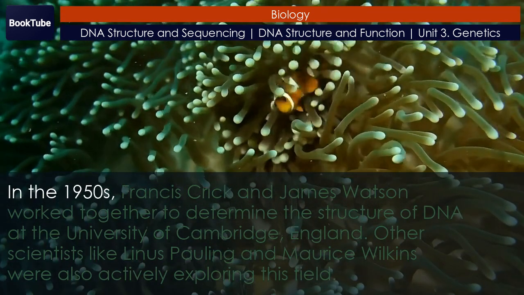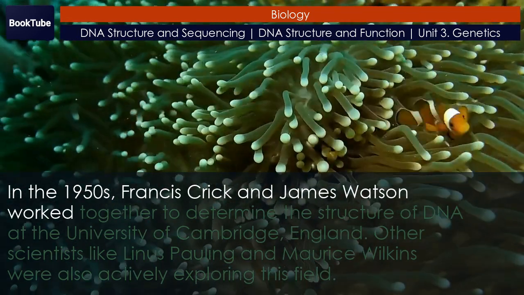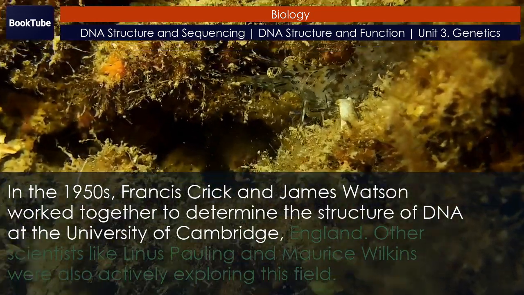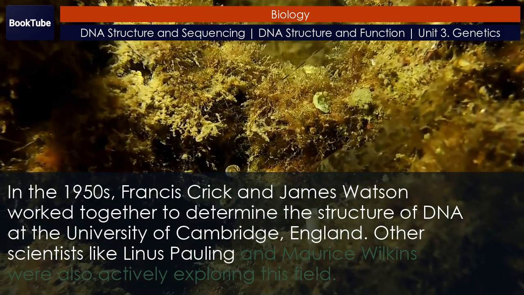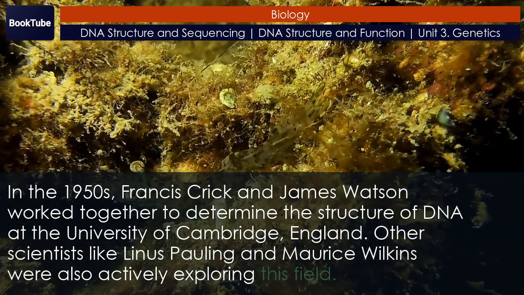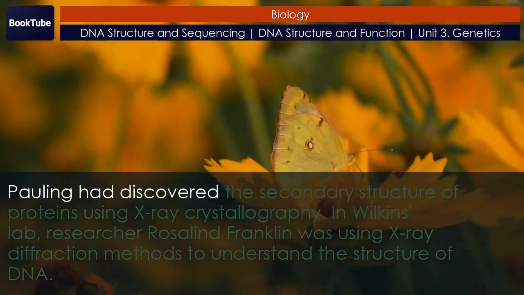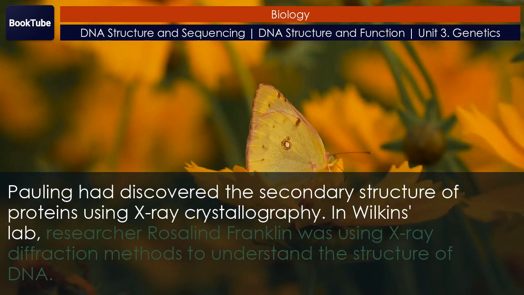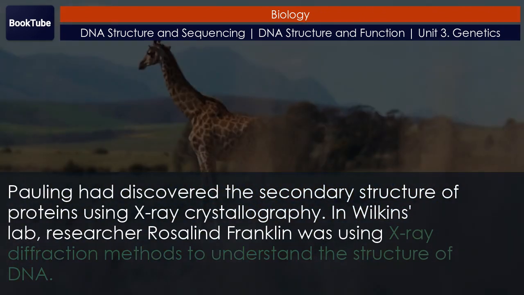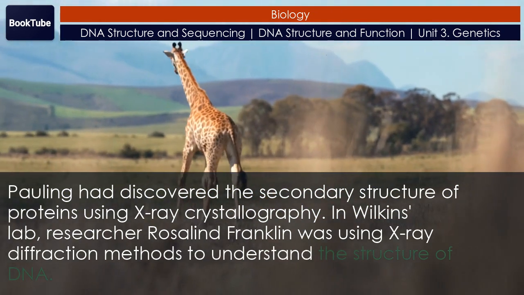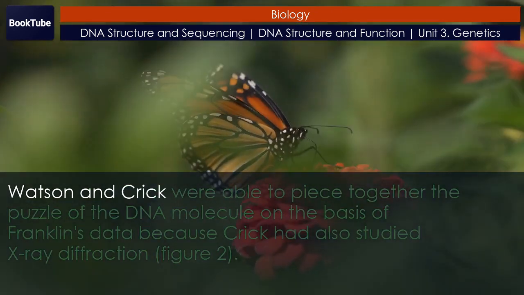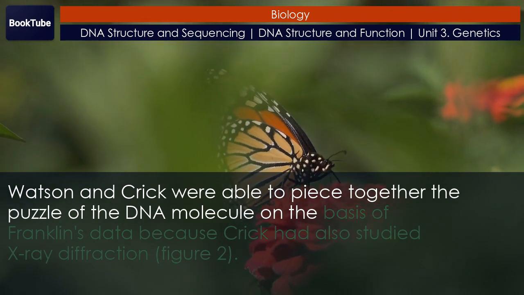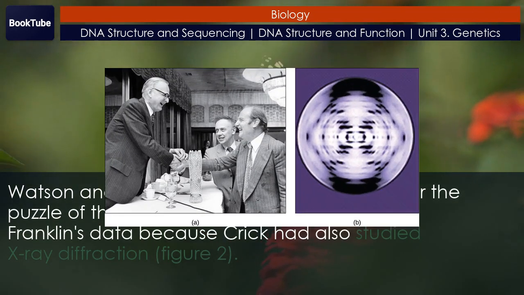In the 1950s, Francis Crick and James Watson worked together to determine the structure of DNA at the University of Cambridge, England. Other scientists like Linus Pauling and Maurice Wilkins were also actively exploring this field. Pauling had discovered the secondary structure of proteins using X-ray crystallography. In Wilkins' lab, researcher Rosalind Franklin was using X-ray diffraction methods to understand the structure of DNA. Watson and Crick were able to piece together the puzzle of the DNA molecule on the basis of Franklin's data because Crick had also studied X-ray diffraction.